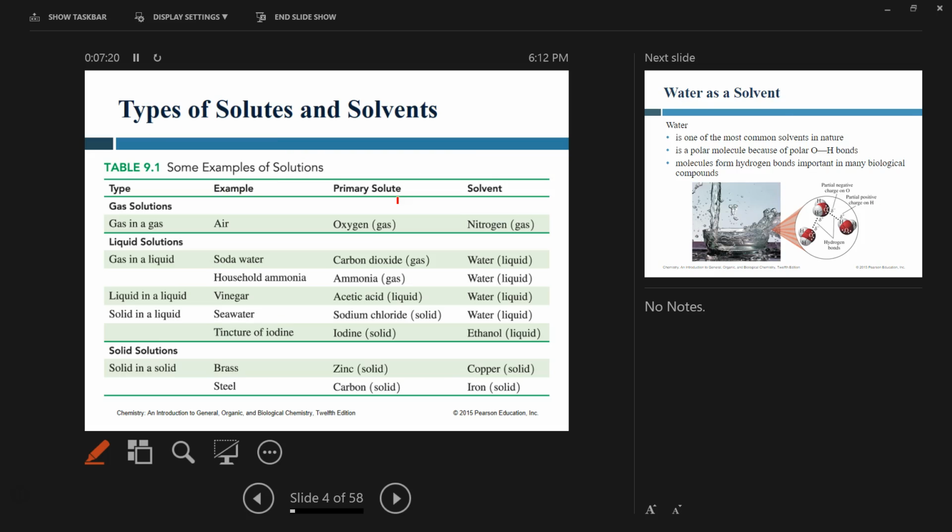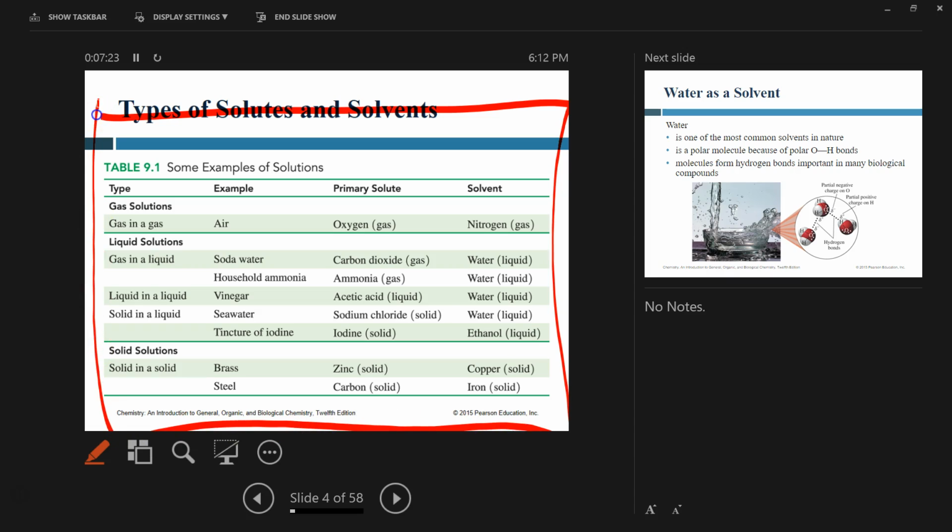So this table gives you some interesting examples of solutes and solvents in different solutions. First, I want to chat with you about the liquid solutions. For instance, carbonated water that I already used as an example is the solution of carbon dioxide in water. The household ammonia, basically the same solution that you use to clean the glass, okay? That one is the solution of ammonia gas in water.